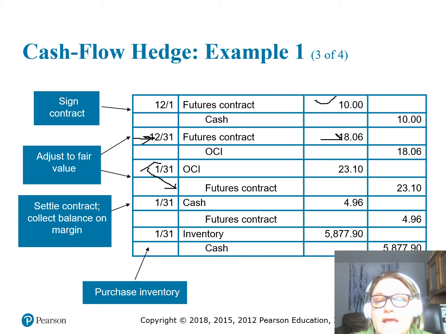Now, once we've got that all sorted out, we take our contract. Remember, we pay our contract on delivery, so we'll collect the balance in the margin on the delivery date. Remember, it's originally out here at 10. We're going to credit it for the difference in loss, which is going to be the difference between this 23 and 1806. This difference is going to be the difference in the futures contract. So we have to take that into cash, and then we'll take the inventory once it's been paid for.